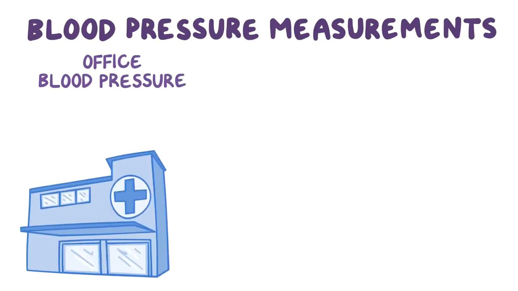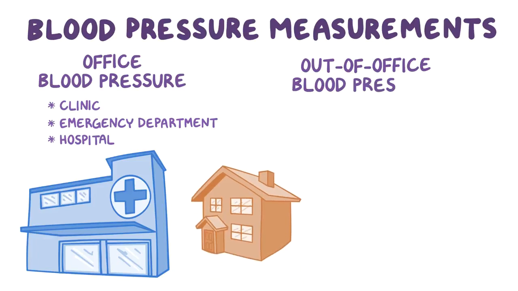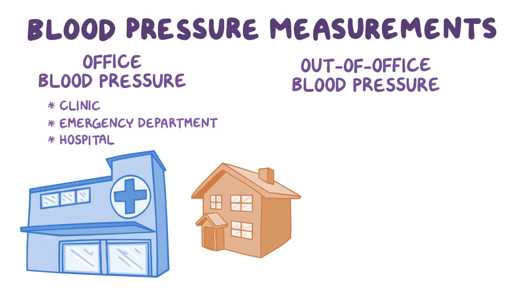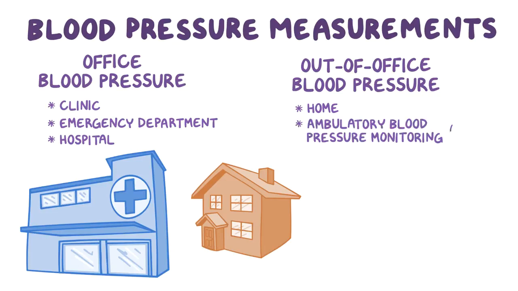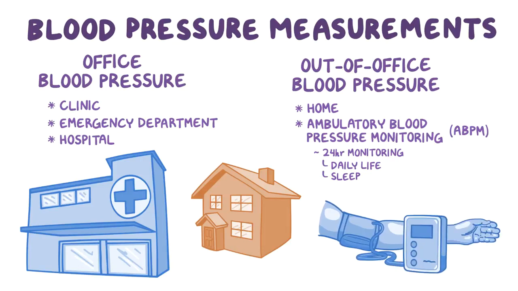There are two main types of blood pressure measurements: office blood pressure, which is taken in a clinic, emergency department or hospital, and out-of-office blood pressure. The out-of-office blood pressure is either a home blood pressure, which is taken by the patient at home, or an ambulatory blood pressure monitoring, or ABPM, which involves 24-hour monitoring of blood pressure as the patients live their normal daily life and while they sleep, to see if their blood pressure falls at night compared to during the day. It uses a small digital blood pressure machine that's attached to a belt around the body and is connected to a cuff around the upper arm.